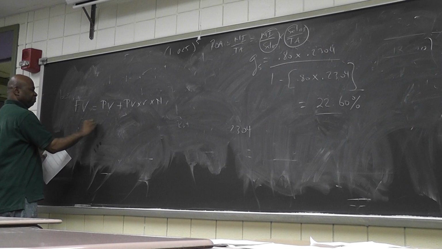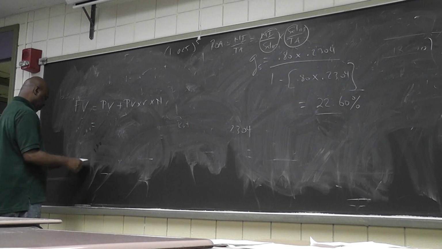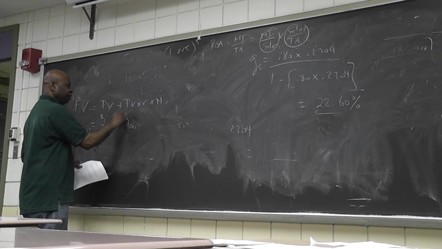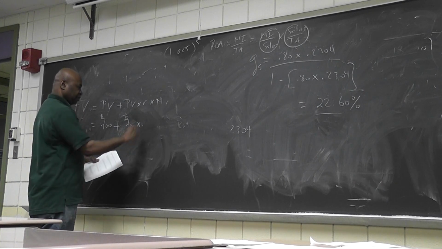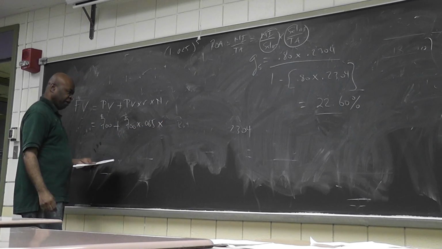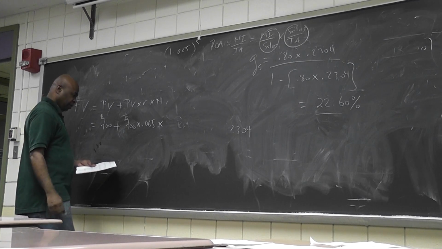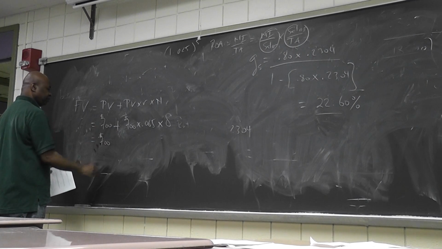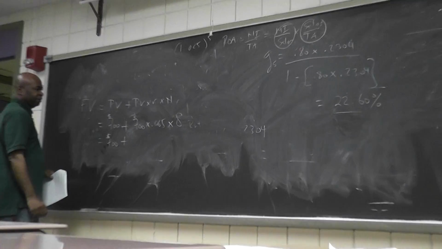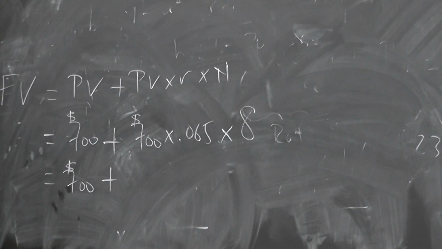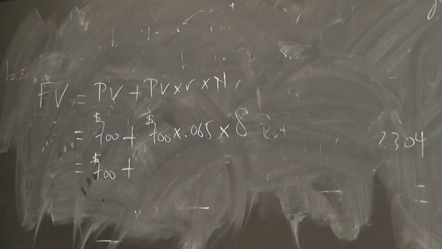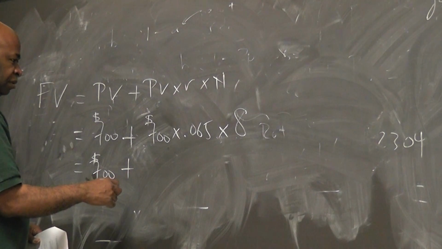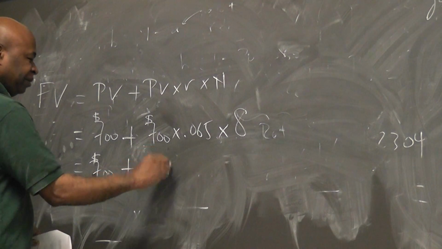So then what is the principal here? 700. It's 700 plus the simple interest, 700, times the rate, which is 6.5%, and then times the number of years, which is 8 years. Right? And then we get 700 plus, what is the simple interest? 364.